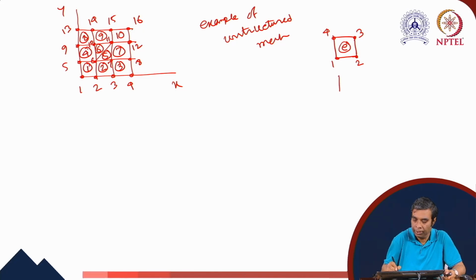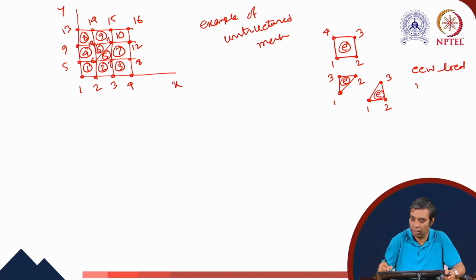Now we have triangular elements of two different orientations. So this is element E and this is also element E. So we again perform the counterclockwise node numbering. So here this is 1, 2, 3 and here this is 1, 2, 3 again. Both are following the counterclockwise local node numbering convention.